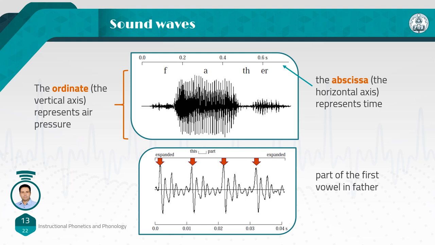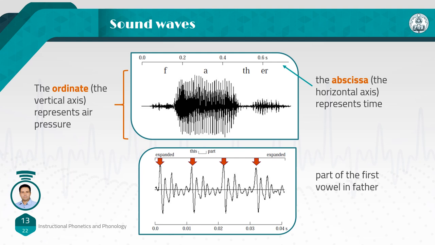In fact, each of these peaks, shown by the red arrows, shows one vibration of your vocal folds, producing a kind of pulse of air every hundredth of a second. This part of the diagram shows the air pressure corresponding to four vibrations of the vocal folds.